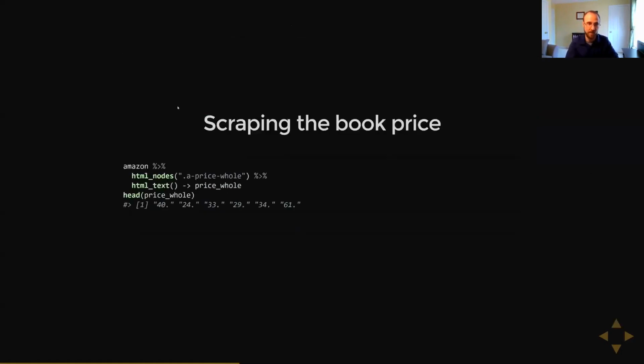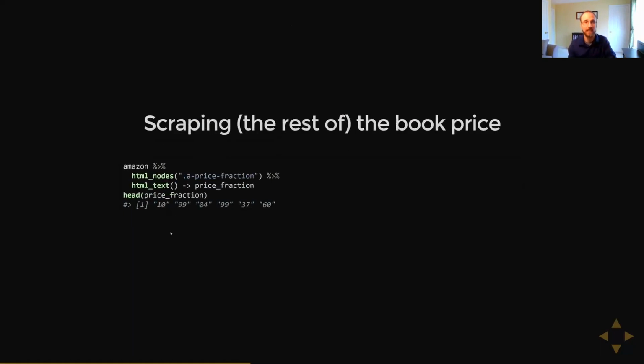So the first step, again, take the URL, pass the node, and I'm going to pull the price, the whole price. Write that to an object, and then let's check it out. Now you can see we have, in this case, 40 dot. We have a decimal place already included, so it's just good to mentally note.